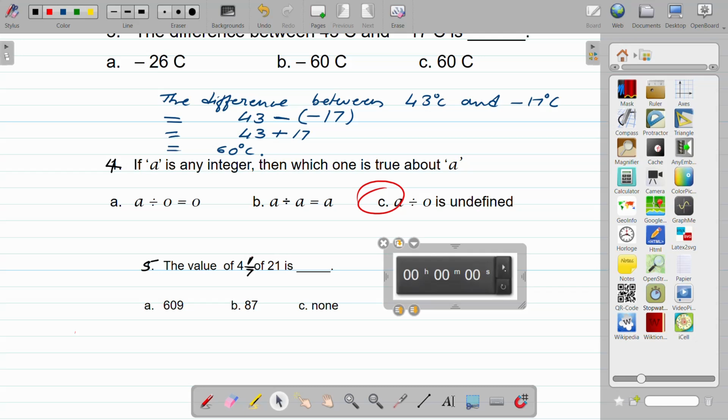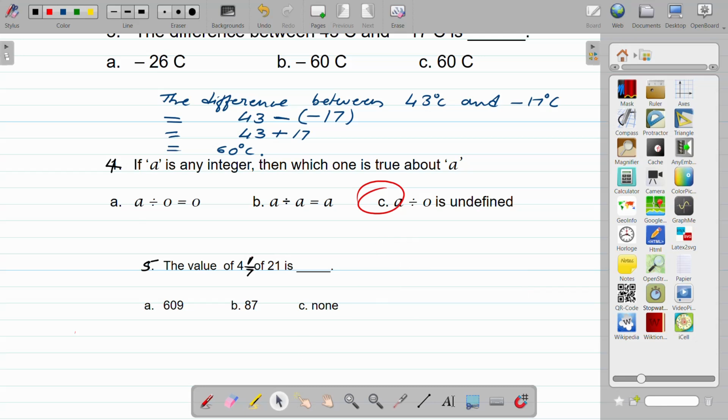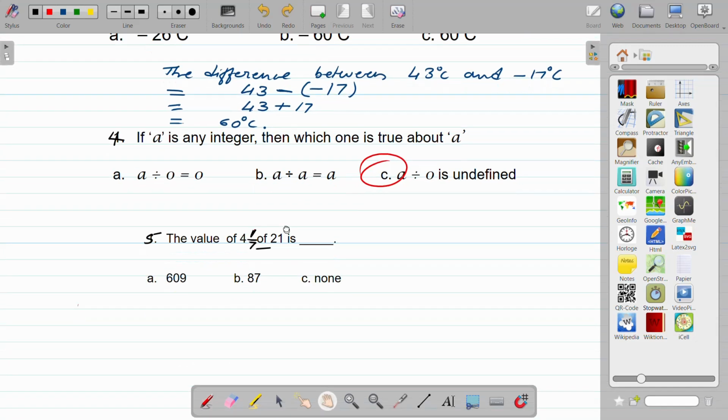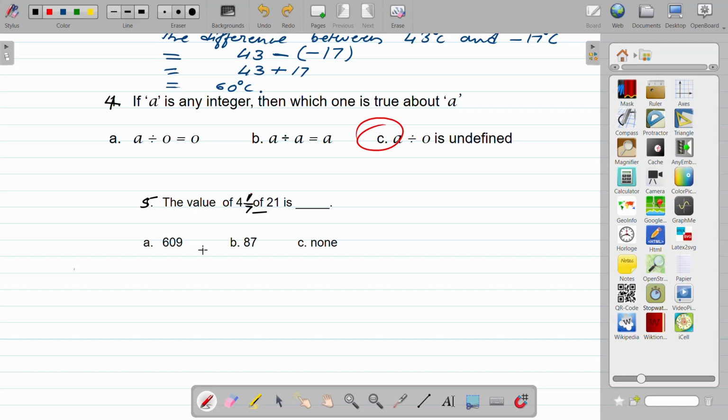I still have not got the answer from Mira. Mira, send the answers. It's very easy. Look at how easy the question is. Only the word of you have to remember. The word of means multiplication. Write it the proper way and easily you will get the answer. See how easy it is.